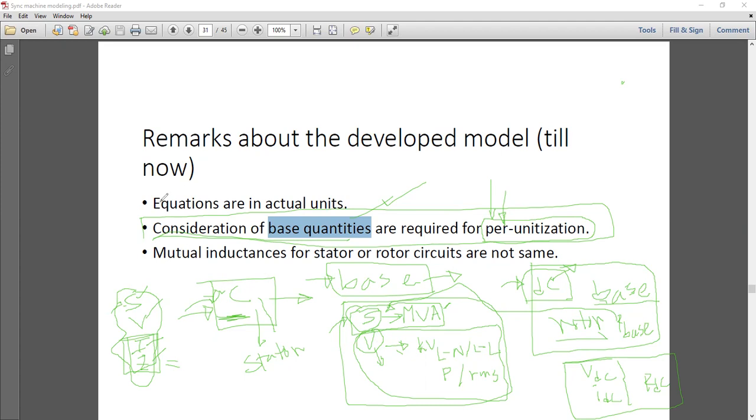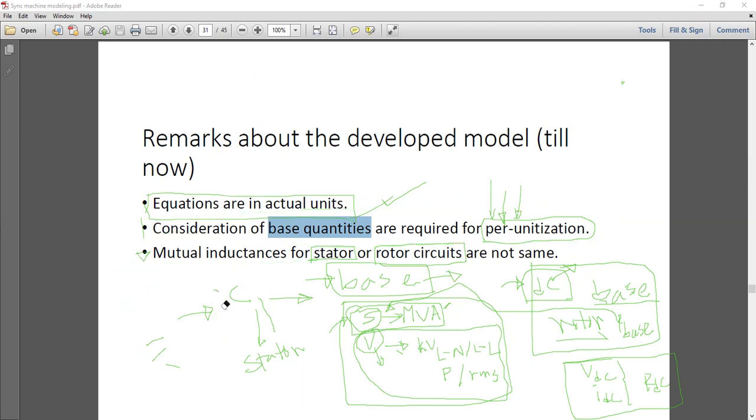Our next target now would be to get the equations in per units. Another thing that we are a little concerned about is this. We have the mutual inductance for the stator side and for the rotor side, but we see that they are not the same. That is to say, if we look into the matrix now, for a very short time, let me erase this first.